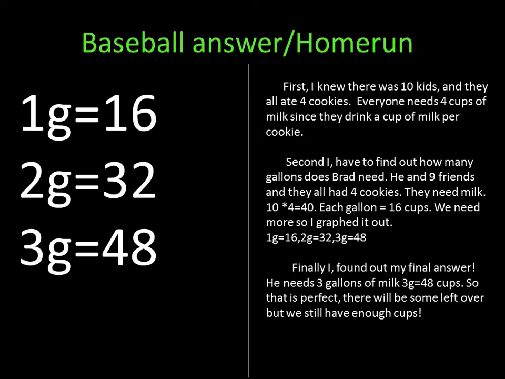They need milk: 10 times 4 equals 40. Each gallon equals 16 cups. We need more, so I graphed it out. 1 gallon equals 16, and 2 gallons equals 32, and 3 gallons equals 48. Finally, I found my final answer. He needs 3 gallons of milk. 3 gallons equals 48 cups. So that is perfect. There will be some left over, but we will still have enough for everybody.